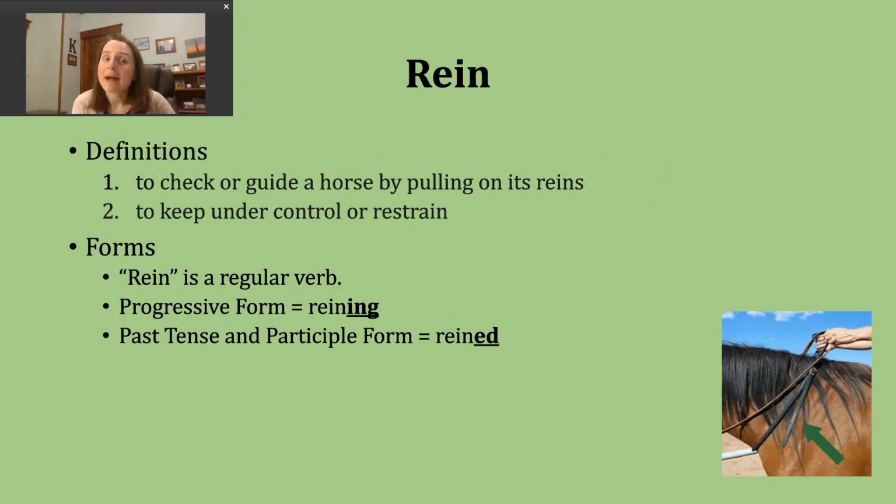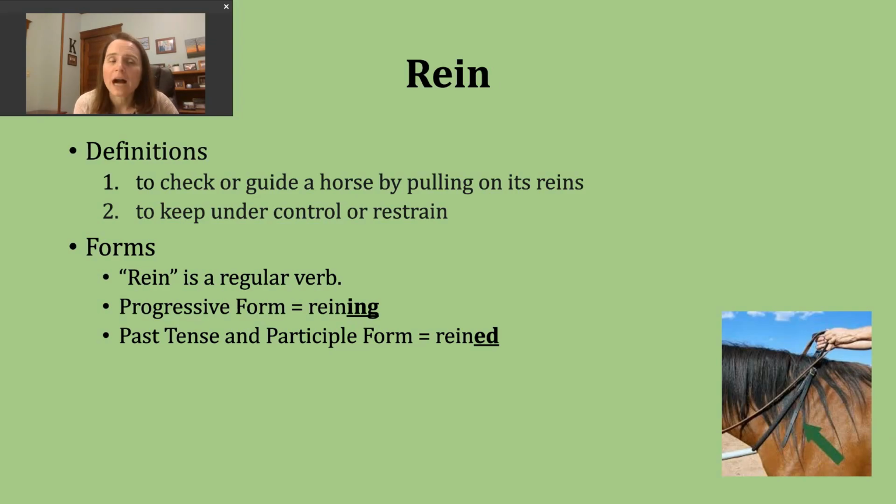The first way you might encounter this verb would be in connection to horseback riding, when you either check or guide a horse by pulling on its reins. You can see from this definition already that we're going to have a noun form of this word. To help us understand it, I've got a little picture here and a nice little arrow, right? These leather straps are the rein. That's how we're either checking or guiding an animal.